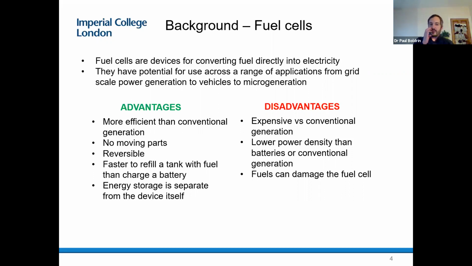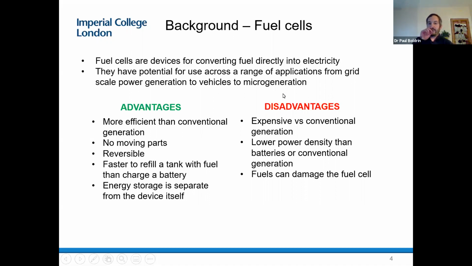Compared to batteries, they're faster to refuel, as in you can refill a tank with your fuel quicker than you can charge a battery. And importantly, the energy storage is separate from the device itself. With a battery, you're always limited by how much energy it has, by the size of the battery. Whereas with a fuel cell, if you want to have more energy, you just build a bigger tank for your fuel. Also, storing fuel is a lot cheaper than building a bigger battery.